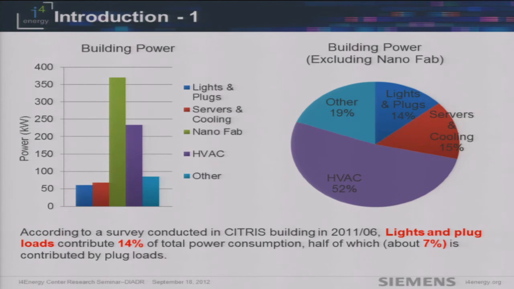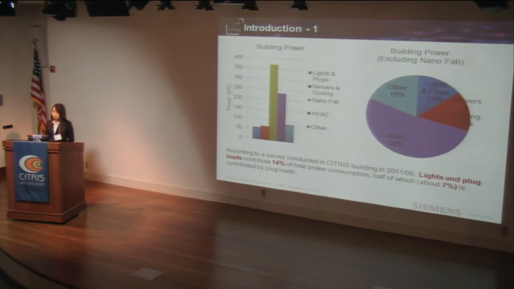And if we go to the pie chart on the right-hand side, you could see that the light and plugs contribute 14% of the entire power consumption, and about half of which is contributed by the plug loads. And if we're talking about energy reduction of 30%, then we cannot just ignore those percentages. That's how we can maximize the demand response in a building.